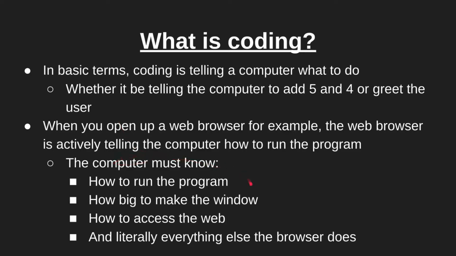So here's my example here. When you open up a web browser, the web browser is actively telling the computer how to run the program. So the computer must know how to run the program, how big to make the window, for example, how to access the web, and everything else that the browser does. So once you open your browser, just launching that browser might be 1,000 lines of code.